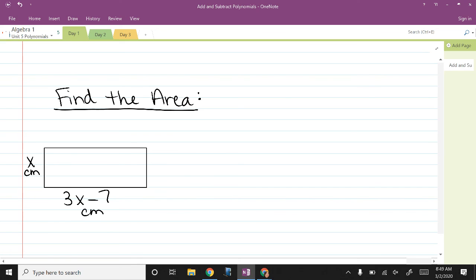All right. How do you find the area of a rectangle? Multiply. Okay. Y'all are supposed to memorize those things from last year and the year before. Area of a rectangle is length times width. So what are we multiplying here? X times what? 3x minus 7. And we can distribute that, right? What's x times 3x? 3x squared. What's x times negative 7?